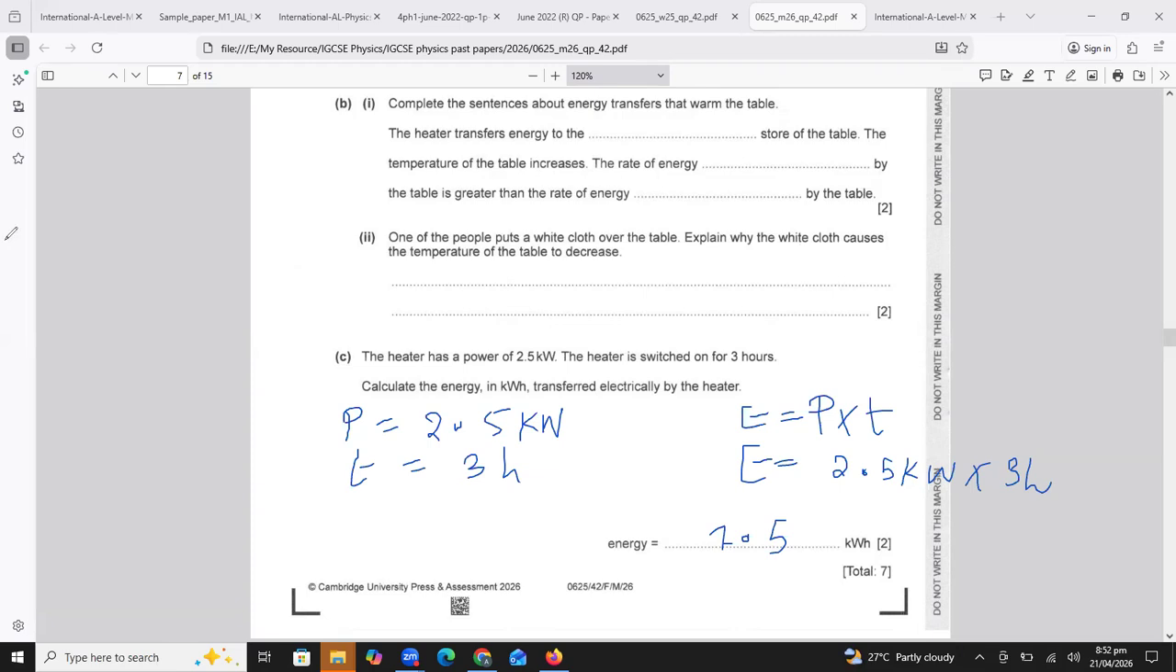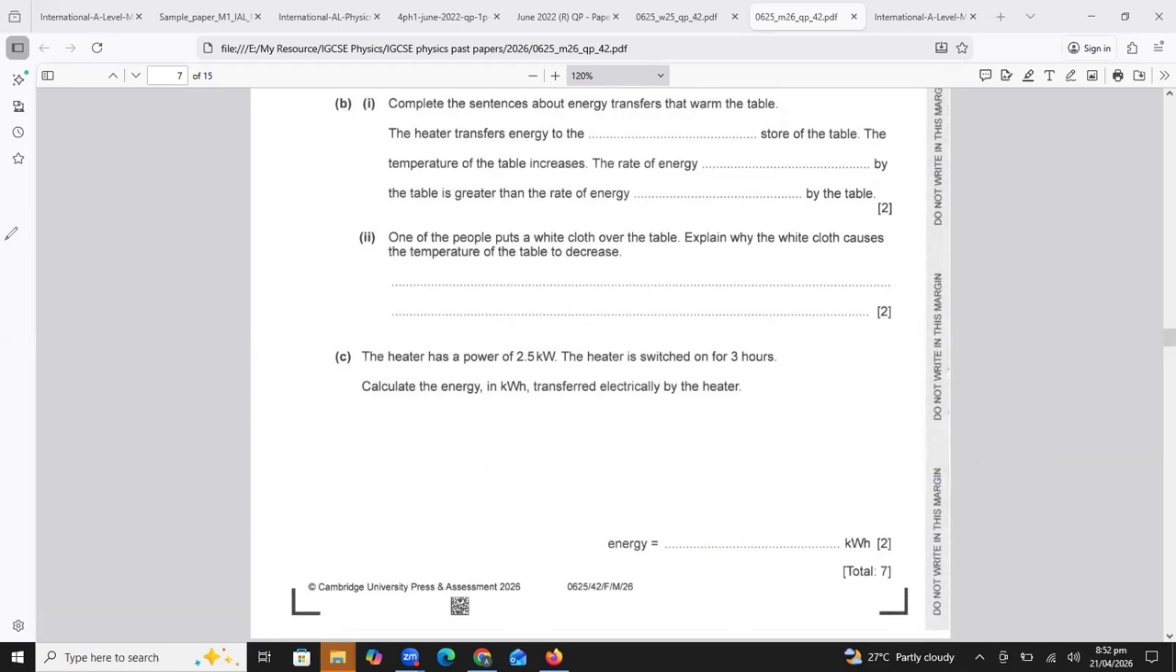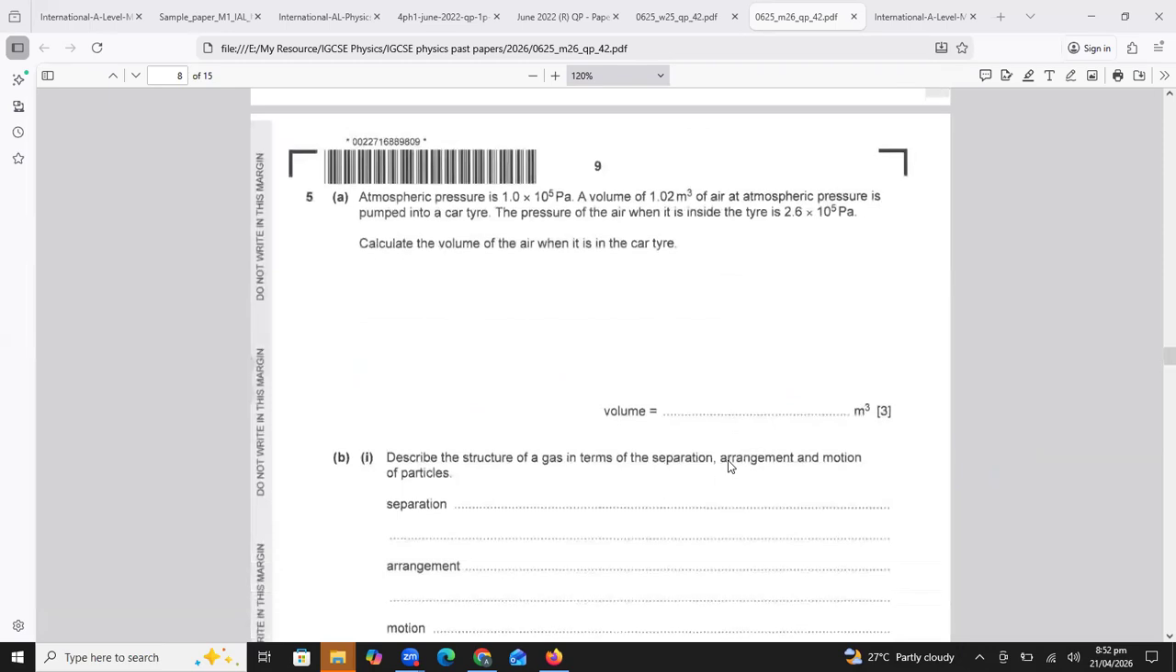All right. Now we have completed this question, students. Now I'm moving towards the next question, that is question number 5. In question number 5, they are saying atmospheric pressure is 1.0 into 10 raised to power 5 Pascal. A volume of 1.02 meter cube of air at atmospheric pressure is pumped into a car tire. The pressure of the air when it is inside the tire is 2.6 into 10 raised to power 5 Pascal.